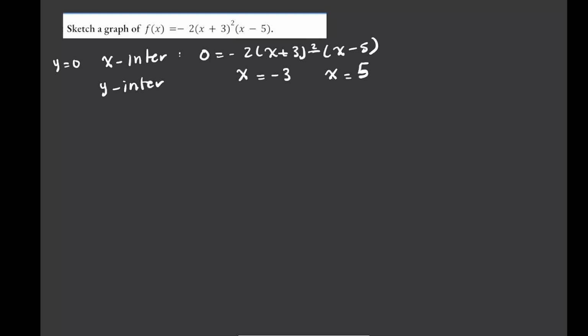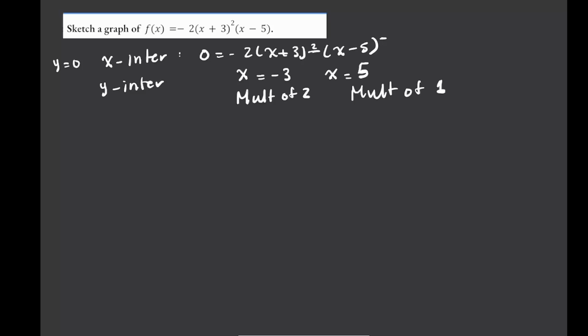Since this is a power of 2, I know I'm going to have a multiplicity of 2, meaning that around this x-intercept, my function is going to look like a parabola. And x equals 5 is going to have a multiplicity of 1 because the power of this factor is 1, meaning that at x equals 5, my graph is going to behave as a linear function.